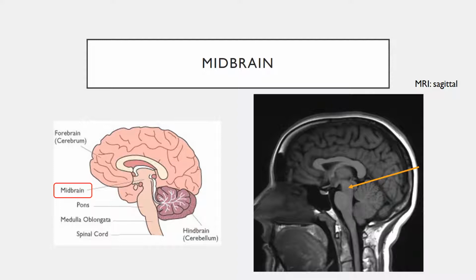Our next portion of the brain is the midbrain. There are 2 main parts of the midbrain, the tectum and the peduncle.